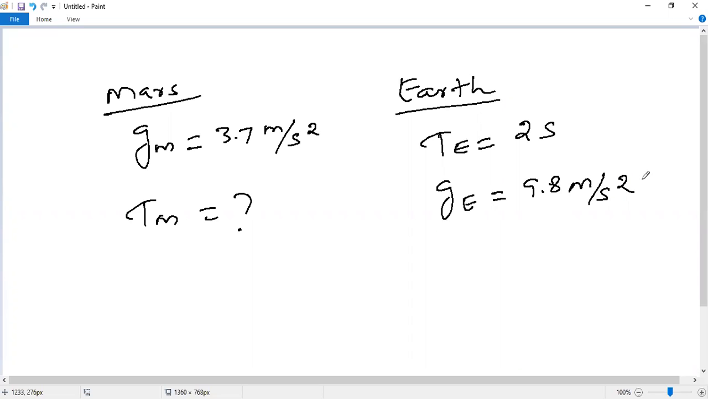Again, I will repeat. The acceleration due to gravity on the surface of the Mars is 3.7 meter per second square. What is the time period of a simple pendulum on the Mars? If the time period on the Earth is 2 seconds, take G on the Earth 9.8 meter per second square. So this is the question. You want to calculate time period on Mars.